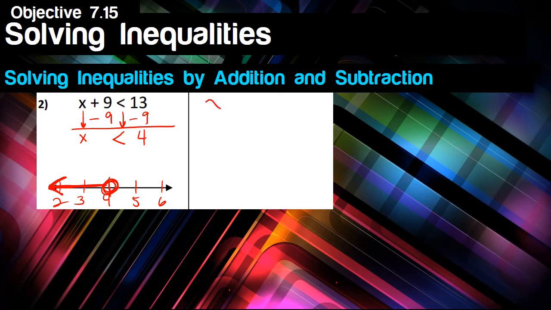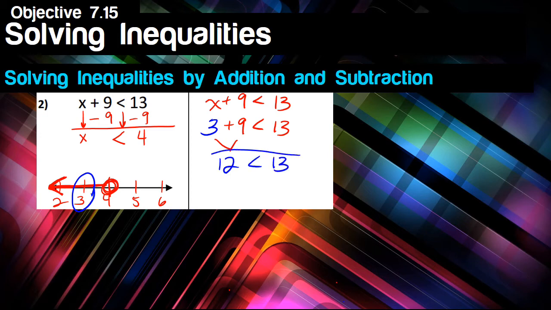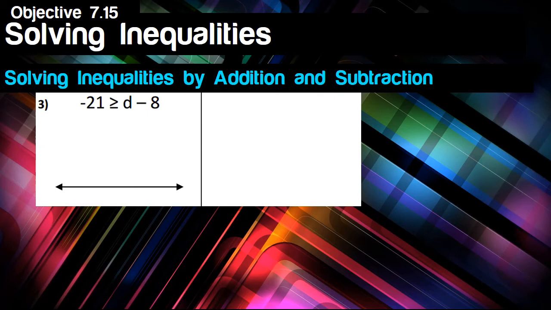So let's go ahead and check that to see if it works. So let's go ahead and fill in a number that is less than 4. So let's try 3. So 3 plus 9 is less than 13. Let's go and do order of operations on the left-hand side. 12 is less than 13. We know that inequality statement is true, so we know that we did our one step properly.